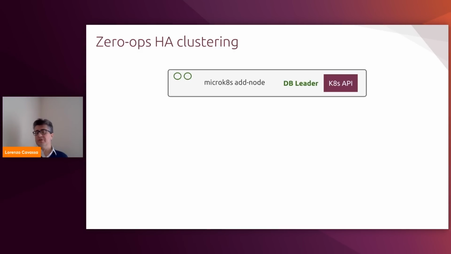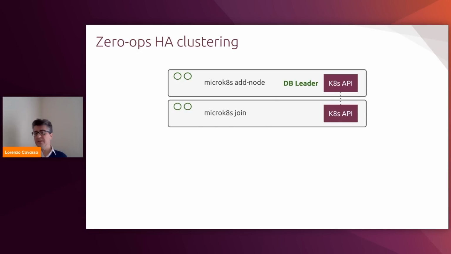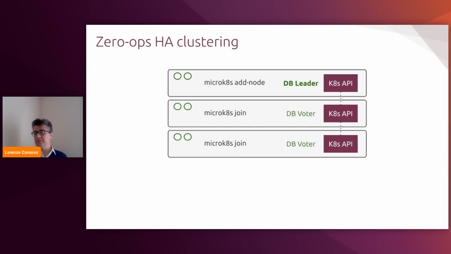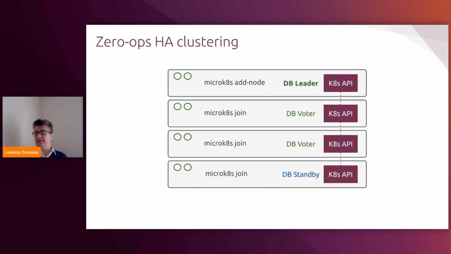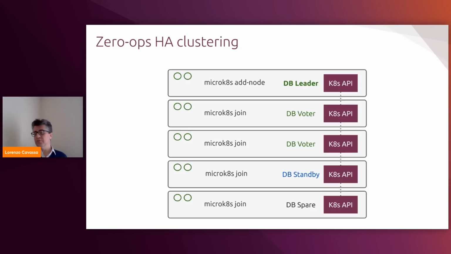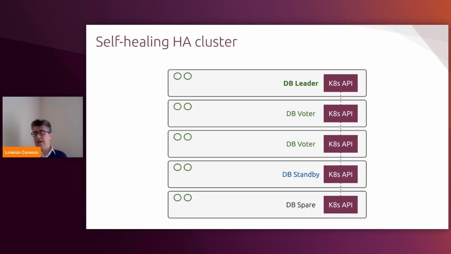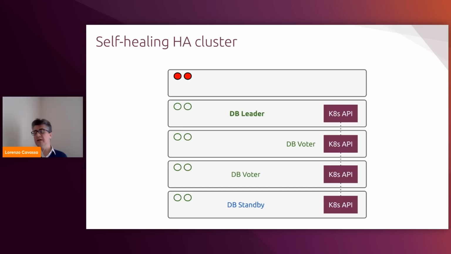Same for the zero-operation HA clustering, because MicroK8s in an automated way defines who is the DB leader, who are the voters, who are the nodes which can be in standby, and also spare nodes. And when something goes wrong, for example with the leader, a new voter will be promoted to leader, a standby node will be promoted to voter, and a spare node will be promoted to standby node. This is self-healing HA clustering.